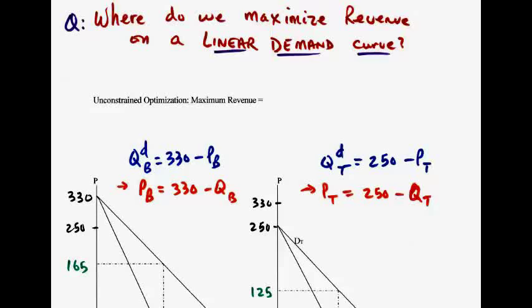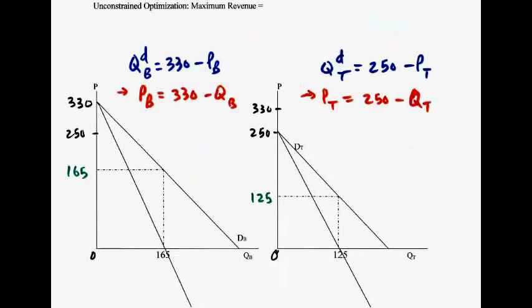Where on the linear demand curve do we maximize revenue? We have seen that at the midpoint of the linear demand curve, revenue is maximized. The examples that we use include the demand curves for business and tourists given as follows: QB equals 330 minus PB, and QT equals 250 minus PT.